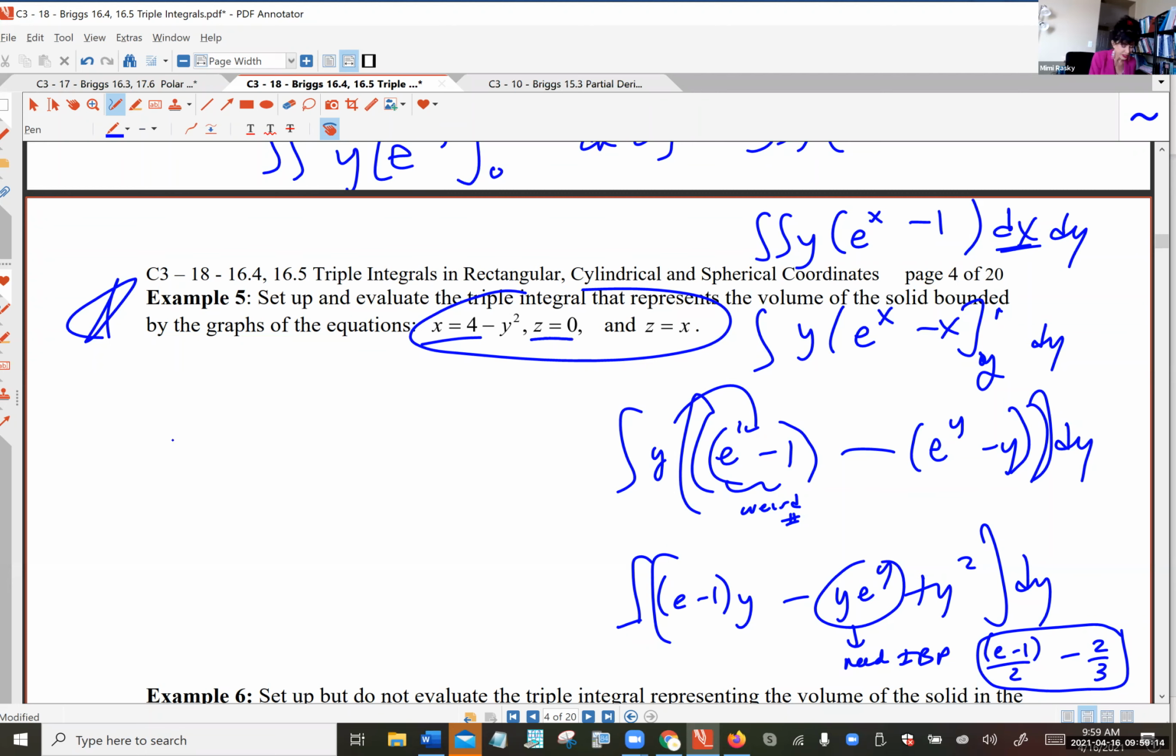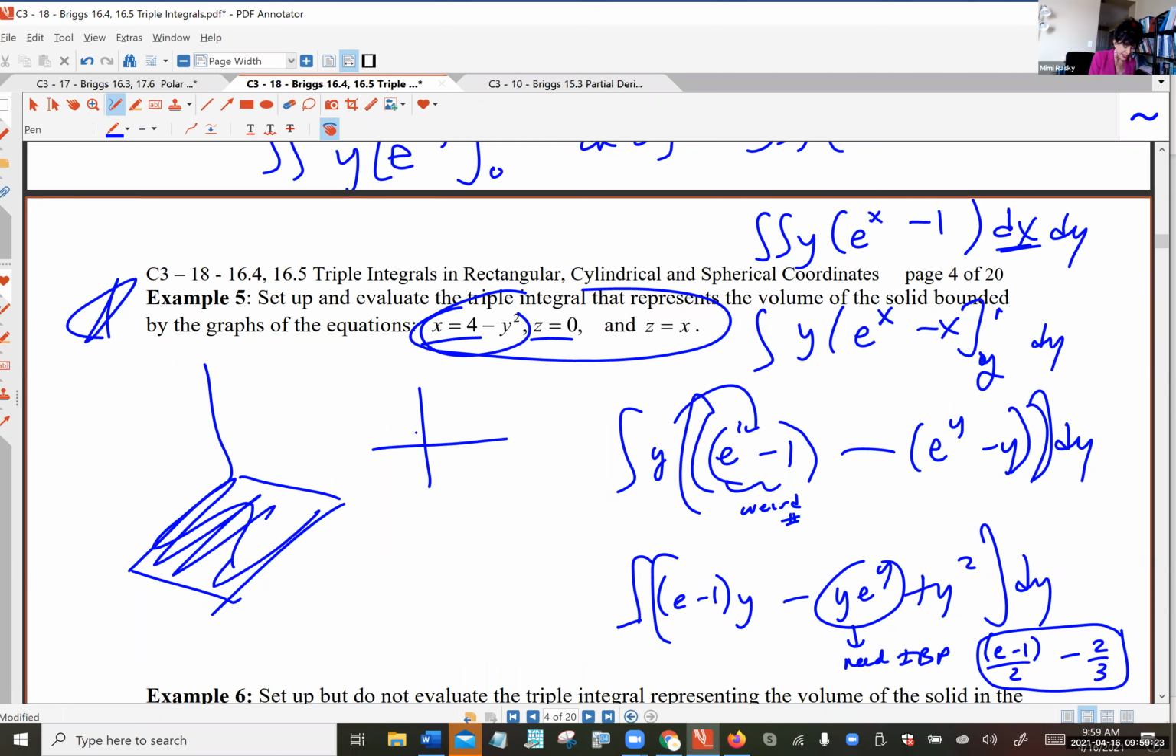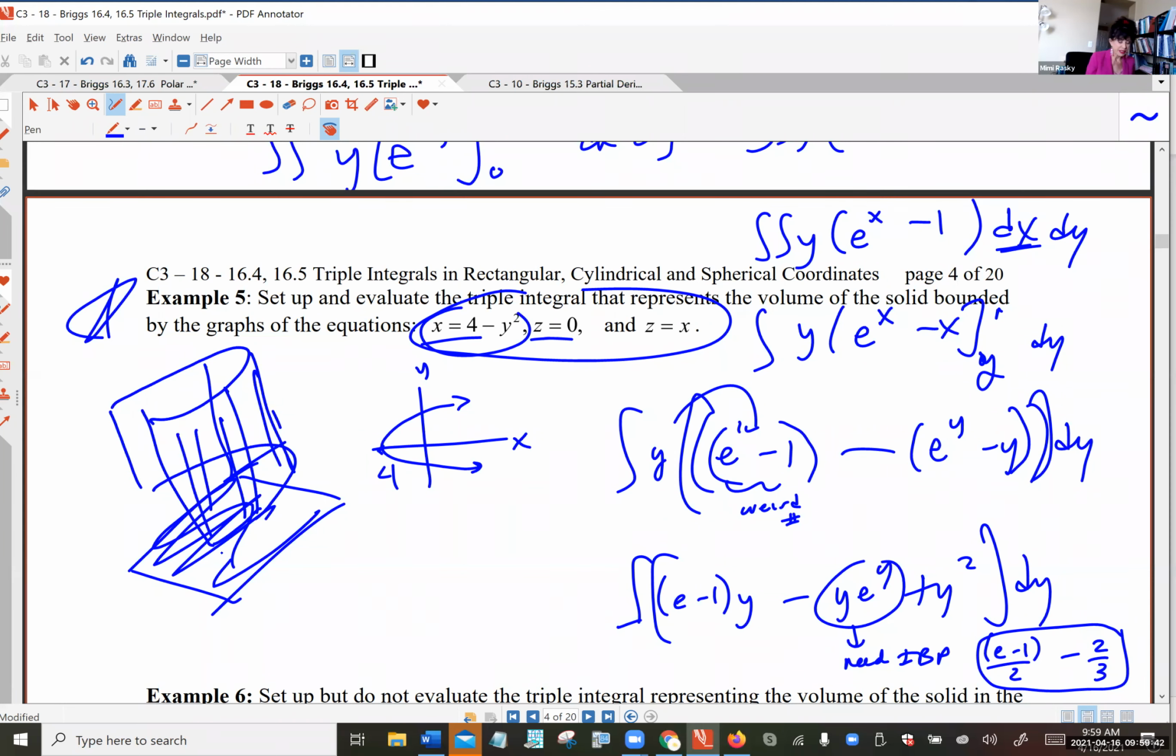So z equals 0 is just the xy plane. So we know the floor. And x equals 4 minus y squared. Well, if you graph that in 2D, it looks like a left opening horizontal parabola, and it's a cylindrical surface. So what does that mean? It means it's going to look like that. You whoosh it in the direction of the missing variable.